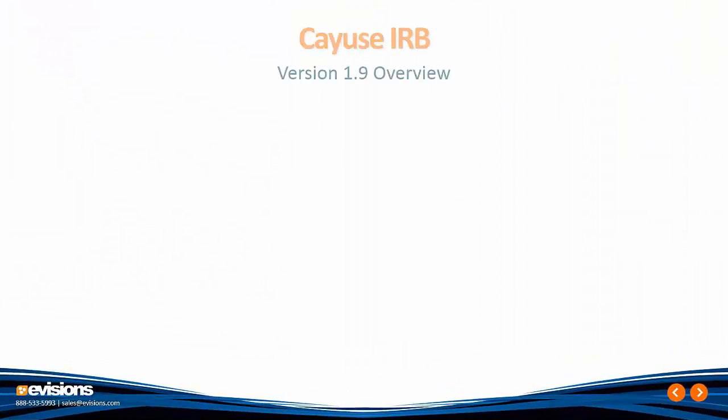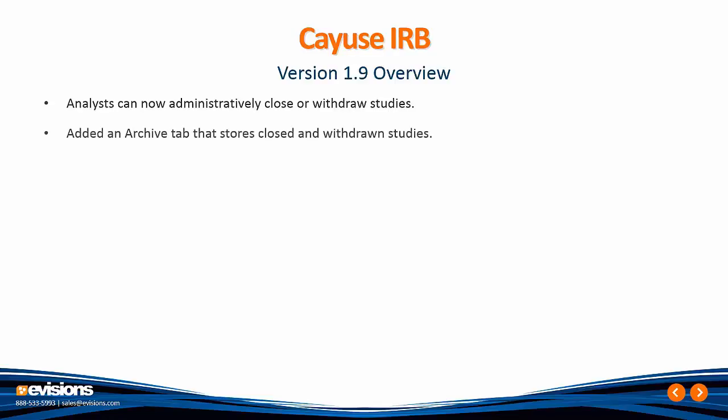Just a quick overview of what 1.9 included. Analysts can now administratively close or withdraw studies. We did add an archive tab that stores closed and withdrawn studies, so they'll now be separate from active studies. We added an end meeting button to the meeting details page, so now you'll have the ability to start a meeting as well as end the meeting with those two buttons.